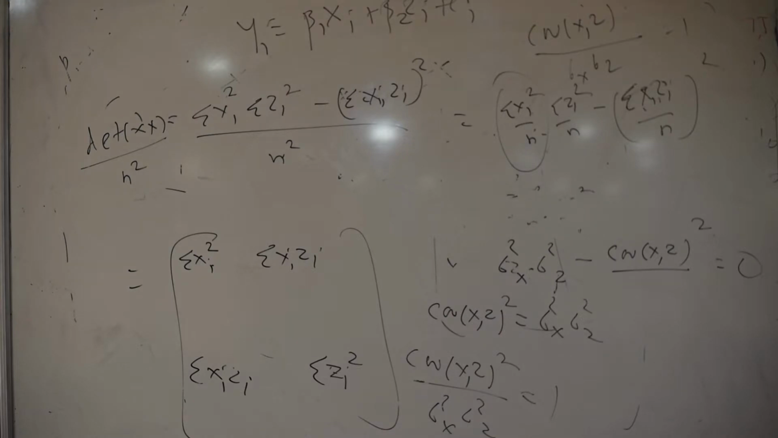Sure? Therefore, it says that you actually don't have any data. It says I just don't have enough information to be able to tell you what is beta 1 and beta 2. Because x and z are perfectly correlated.